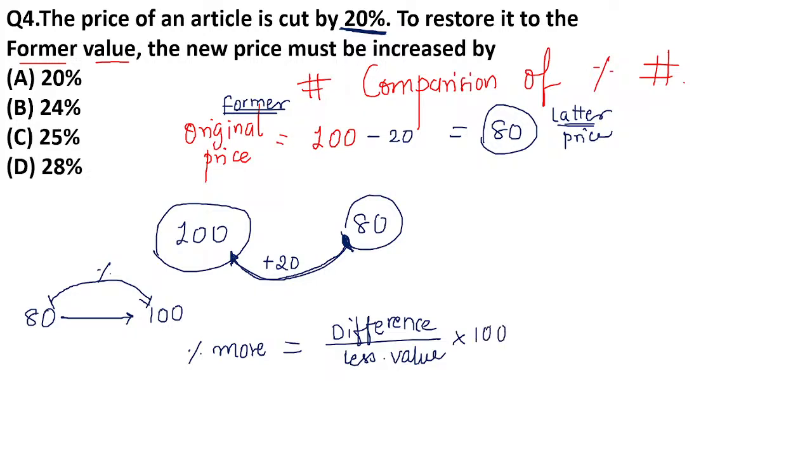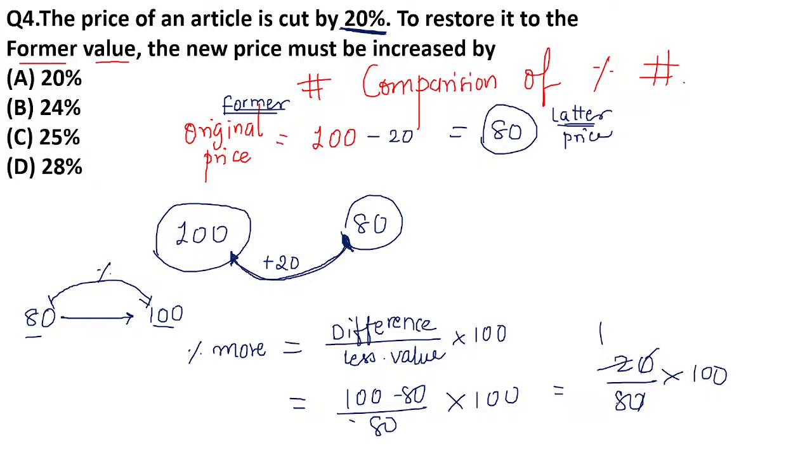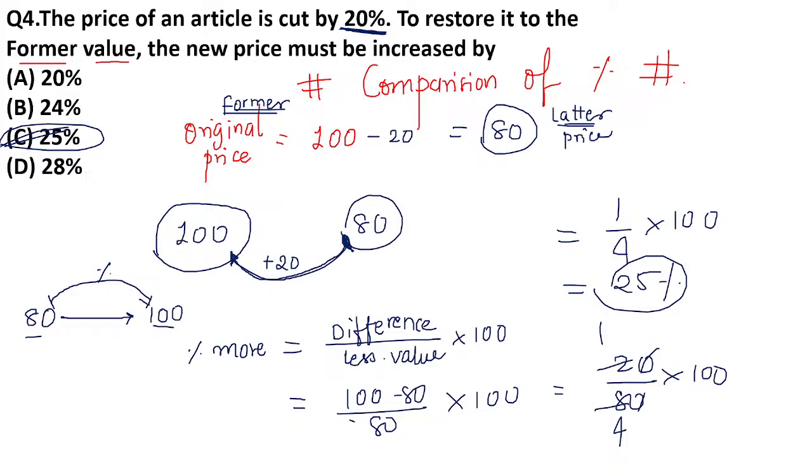This was the formula. So what is the difference among both the values? 100 minus 80. The lesser value is 80, into 100. This will give me 20 upon 80. The 0 gets cancelled, into 100. 2 ones are 2, 2 fours are 8. So 1 by 4 into 100. 1 by 4's percentage value is how much? 25%. So 25% is the correct answer for the given question.